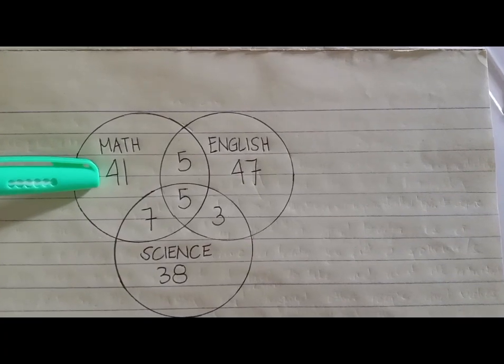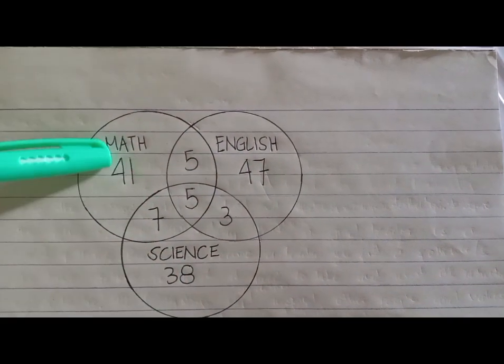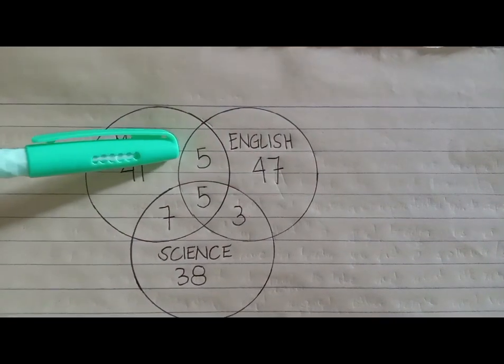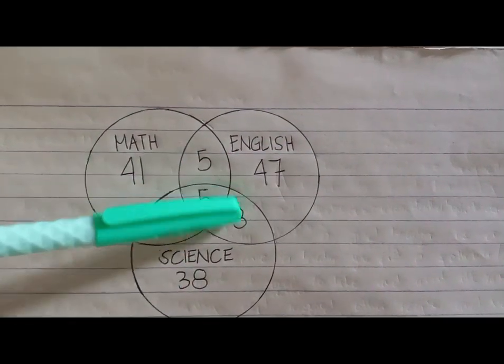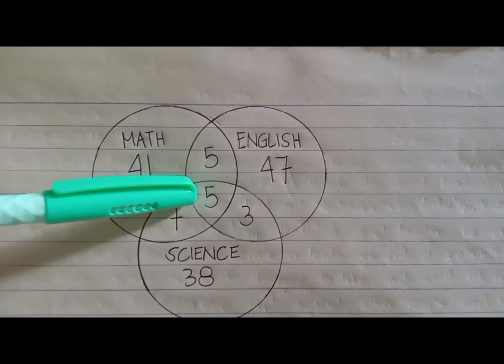In mathematics, we have 41. In English, we have 47. In science, we have 38. Math and science, we have 7. Between math and English, we have 5. Between English and science, we have 3. And at the center, we have 5. It is the students enrolled in all 3 subjects.